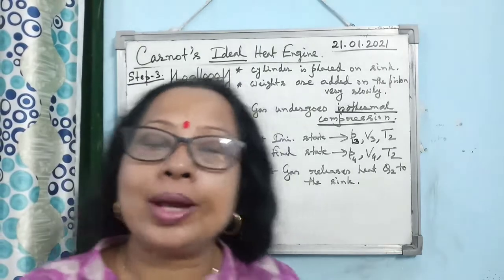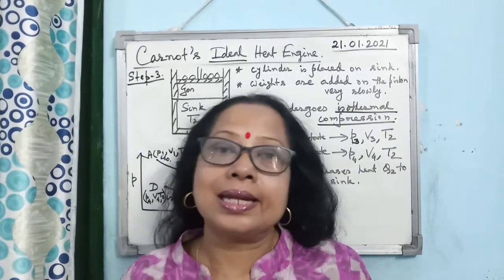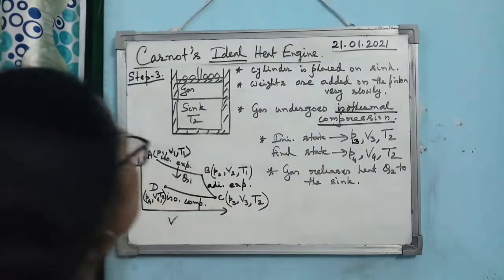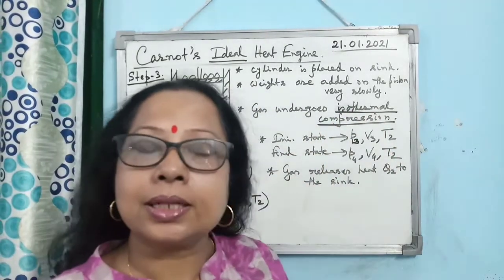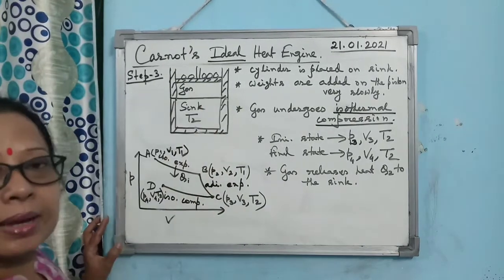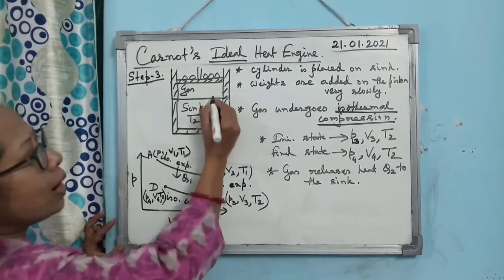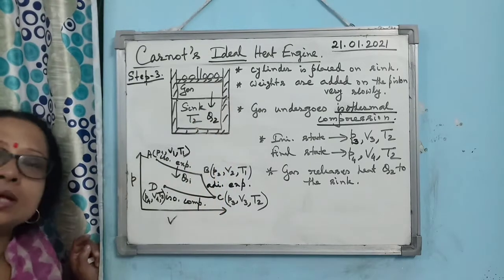So you know that whenever adiabatic compression takes place, the temperature tries to increase, isn't it? So when isothermal compression takes place, the temperature tries to increase. But how does the system keep the temperature constant? By releasing heat to the surroundings. So what will the gas do? The gas will release heat Q2 to the sink.